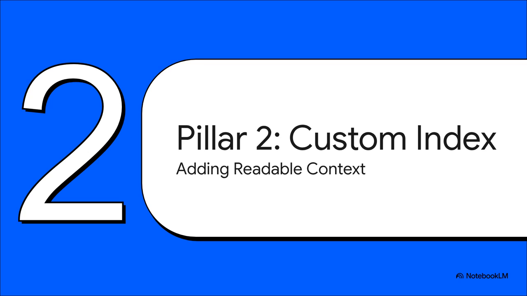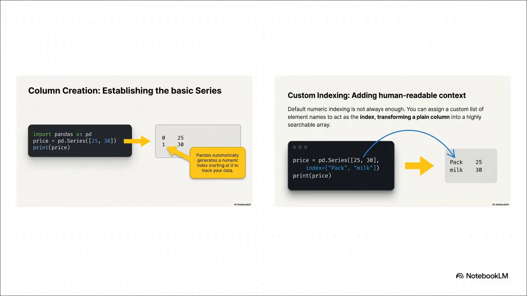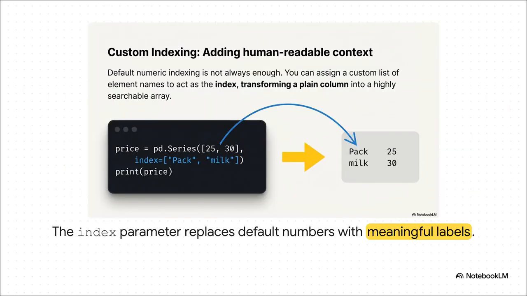This is where we ditch those generic numbers and add some real, human-readable context to our data. And the difference is just night and day, isn't it? On the left, we've got that generic 0 and 1 index. It's kind of meaningless. But on the right, we have descriptive labels. We actually know what we're looking at. So, how do we pull that off? It is super easy. You just add the index parameter to the function. You give it a list of labels, in this case, pack and milk, that correspond to your data points. And just like that, our column isn't just a list of numbers anymore. It's a smart, searchable array where we know exactly what each price refers to.